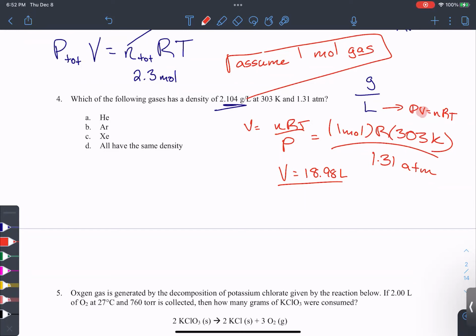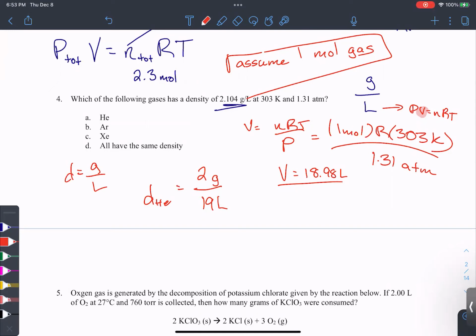To get density, remember, density is grams per liter. I know the denominator now. Now I just need to calculate the gram amount, and I can calculate density. For all 3 of these, the denominator is going to be the same. But will the numerator be the same? Does 1 mole of each of these gases weigh the same? No, they don't, so they're all going to have different densities. For helium, it's going to be about 2 grams divided by 19 liters. So that clearly is not 2 grams per liter.